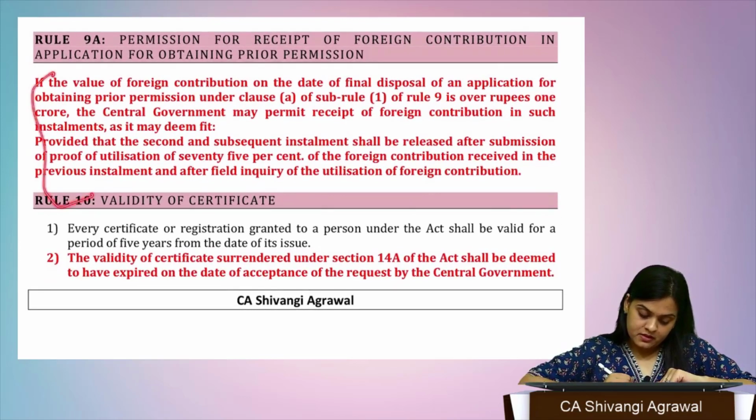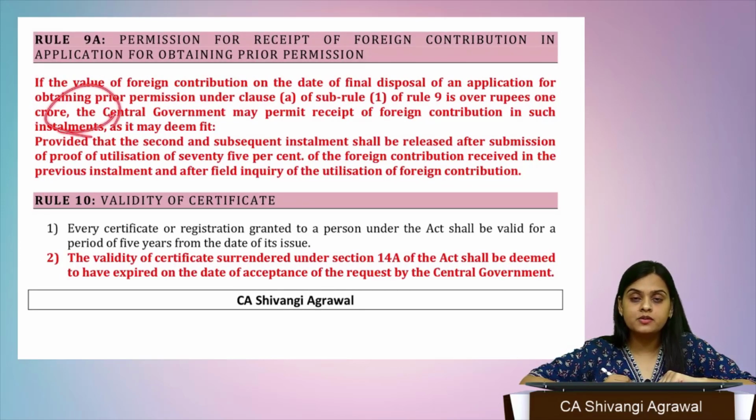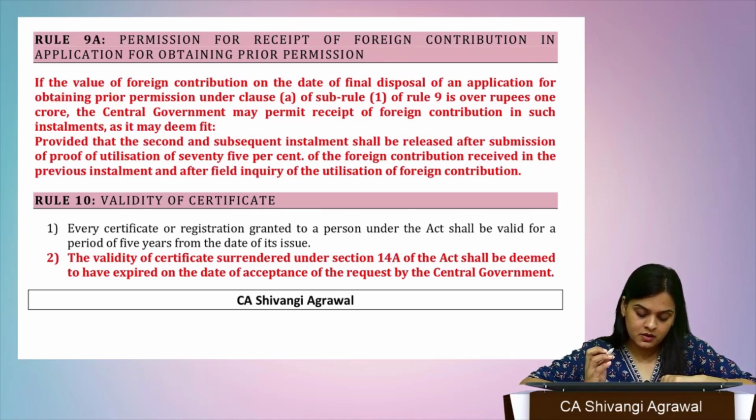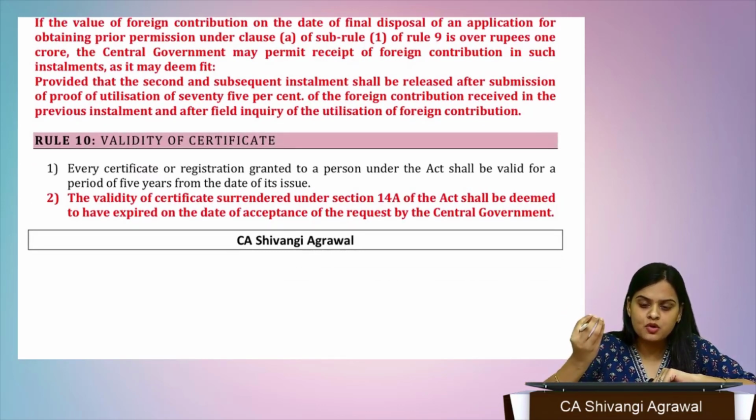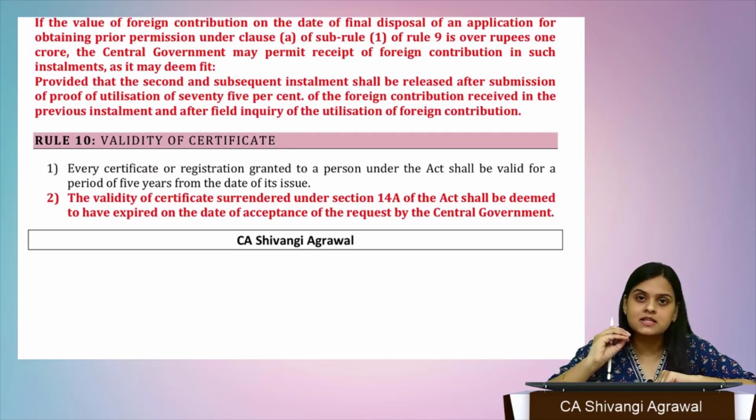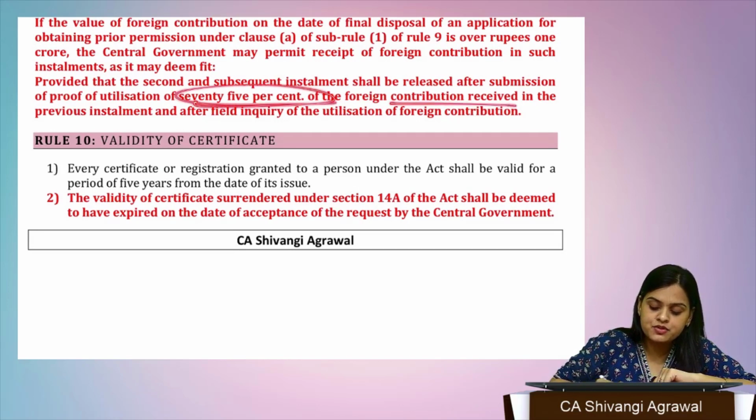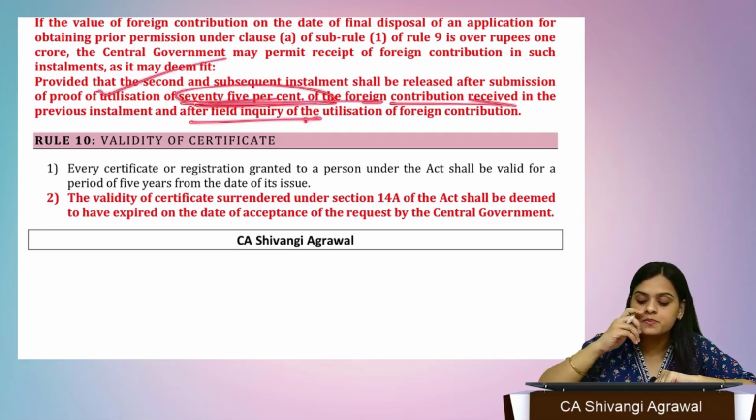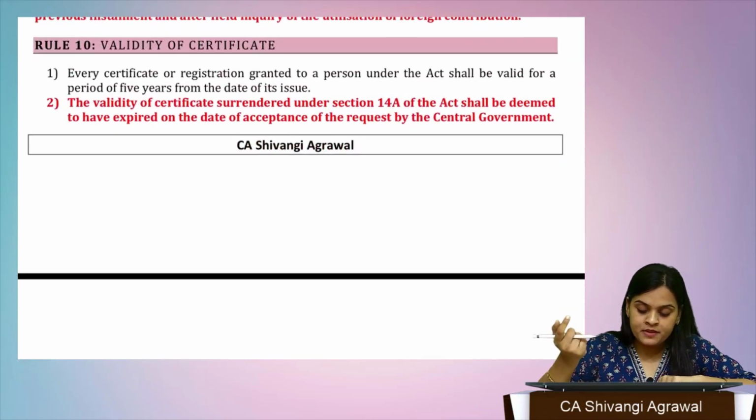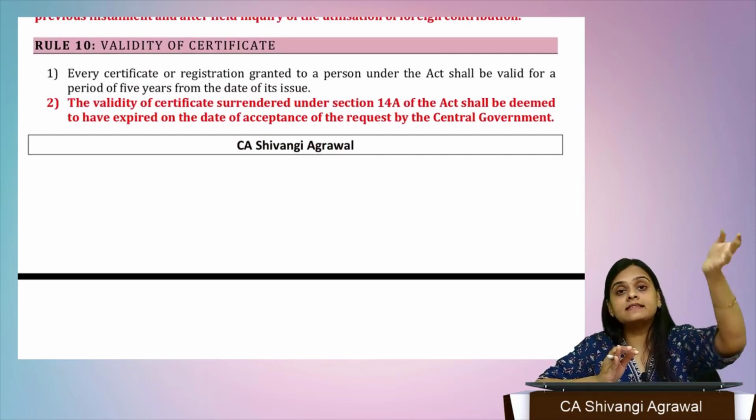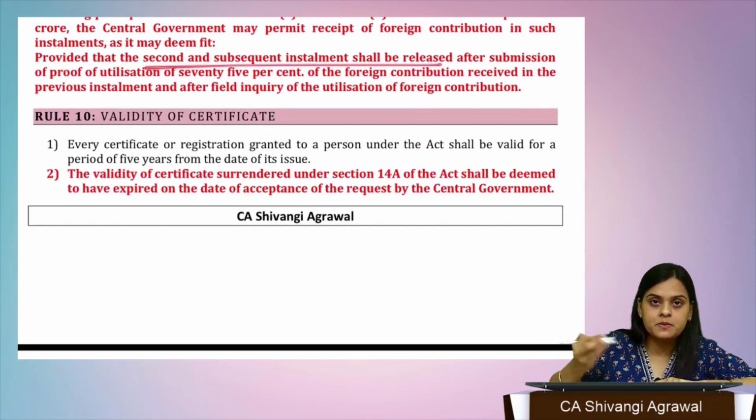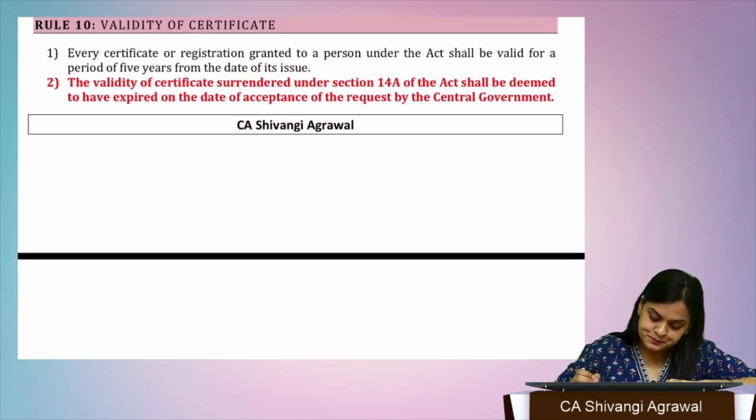Rule 9A: if the amount for which you have been permitted is more than 1 crore, it is not important that 1 crore has to be received at once. It can be received in parts also, that is permitted. But there is a condition. Supposedly you have got the first installment of 25 lakhs. Now you have to utilize that 25 lakhs or at least 75% of 25 lakhs, and only after that is the second or subsequent installment going to be released. So you have to submit proof that you have utilized at least 75%, and then the second or subsequent installment is released.